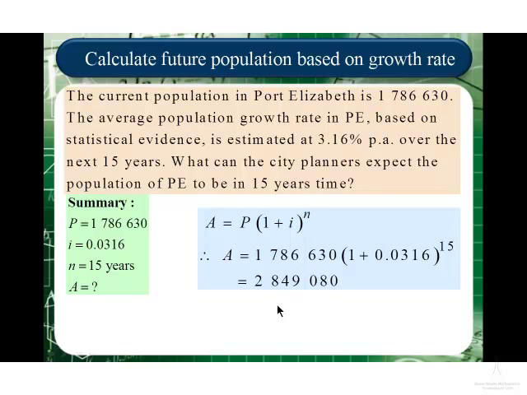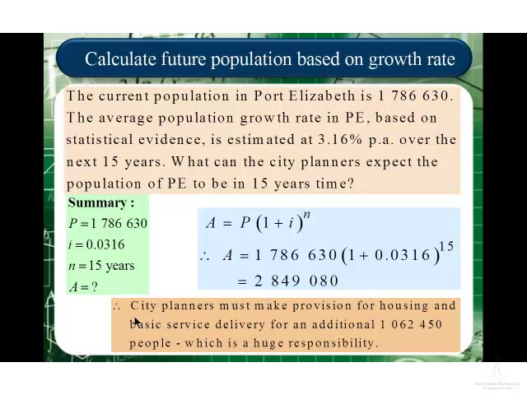We have that the population of Port Elizabeth is expected to grow to 2,849,080 in 15 years' time. So clearly the city planners must make provision for housing and basic service delivery for an additional, in this case, 1,062,450 people, which is a huge responsibility.